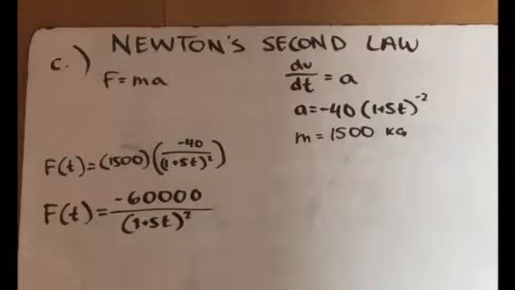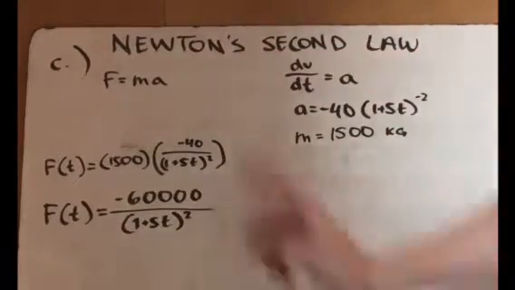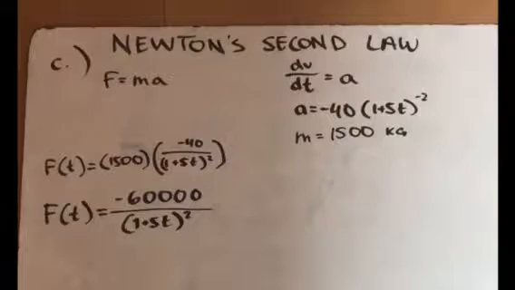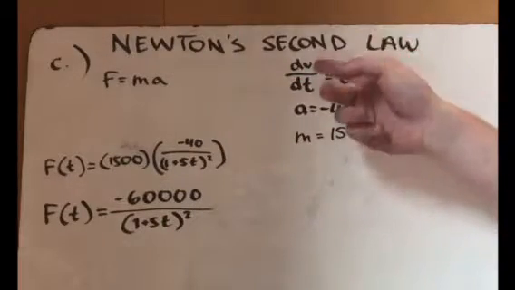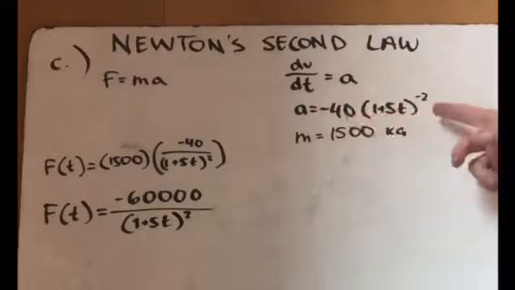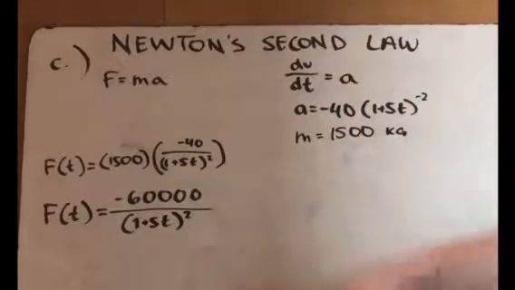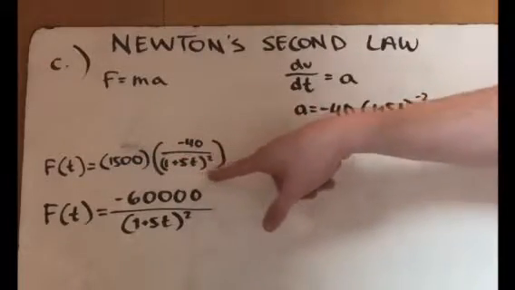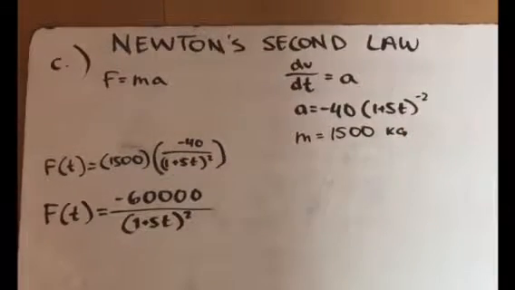In part C, we had to find the resulting force that was applied to the object. We used Newton's second law to find this, knowing that F equals ma. In order to find acceleration, we had to take the derivative of velocity, which we found to be negative 40 times 1 plus 5t to the negative second. Our given mass is 1,500 kilograms, and we plugged those two in to find that force is negative 60,000 over 1 plus 5t squared.